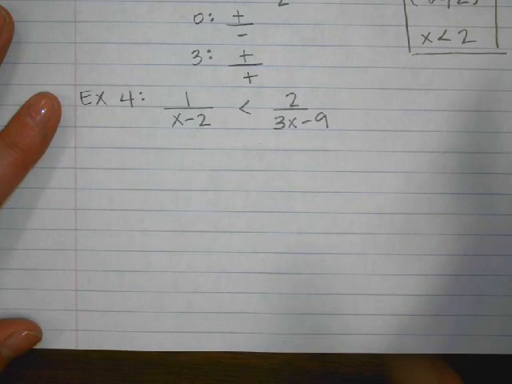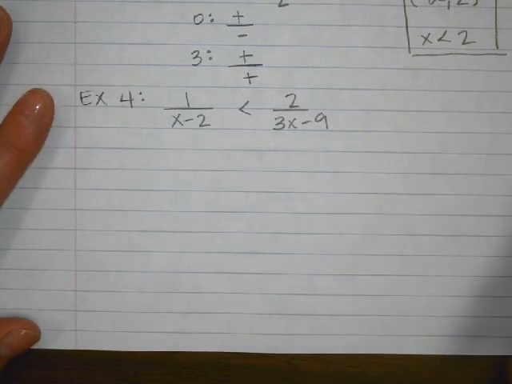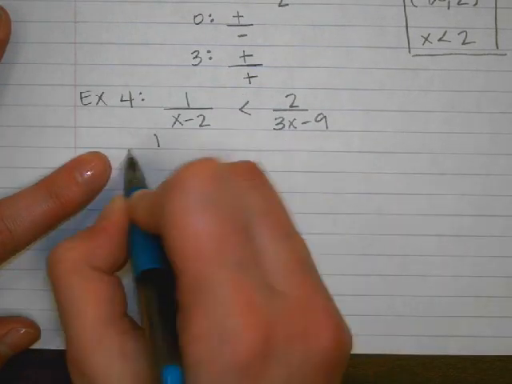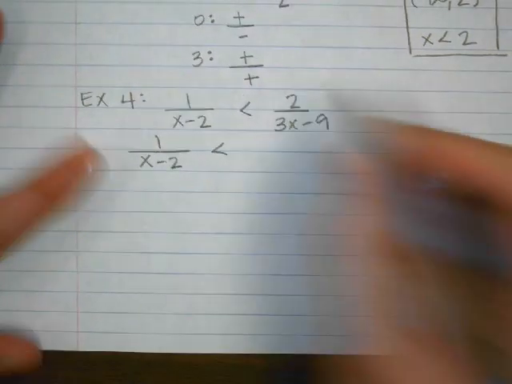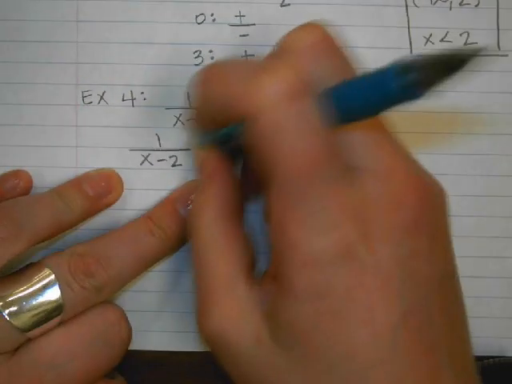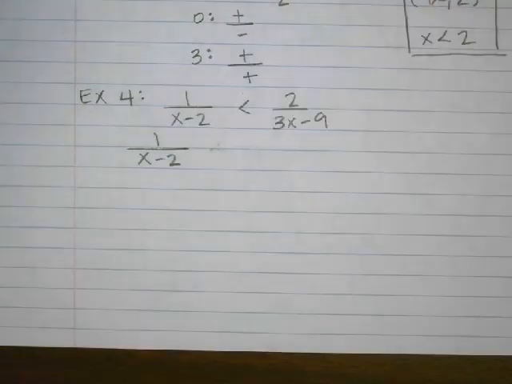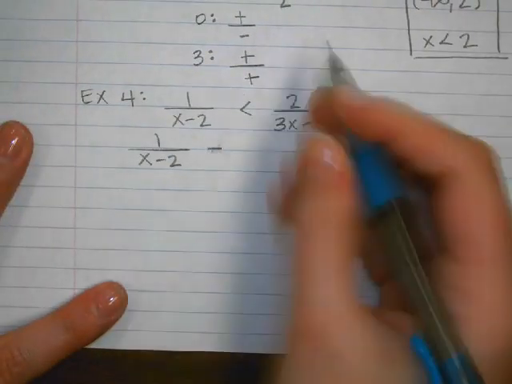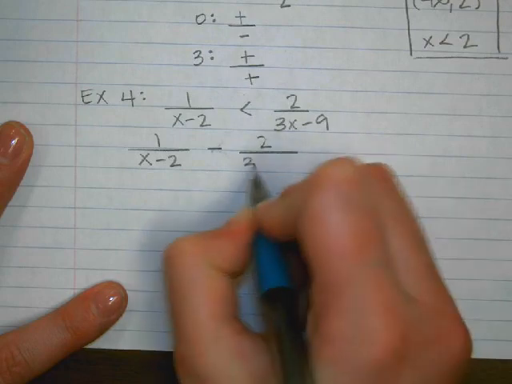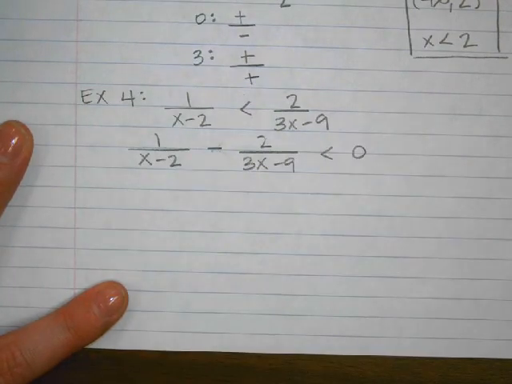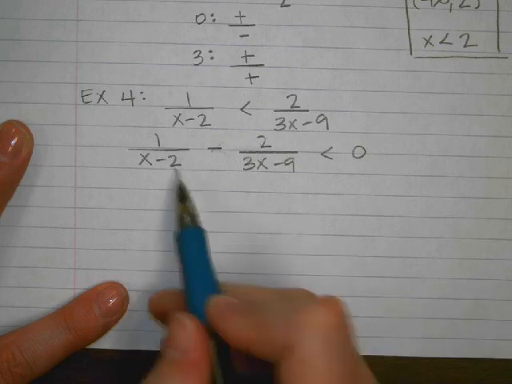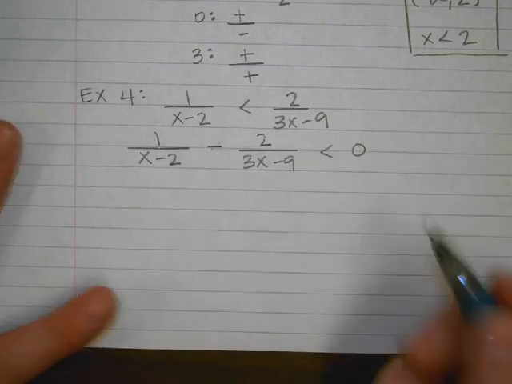So again, just like before, we need one of the sides to be 0. So I'm going to write 1 over x minus 2, I'm not going to write the problem again, that's silly, minus 2 over 3x minus 9 is less than 0. And so I need to go ahead and get a common denominator for this problem, and the common denominator is going to have each of these things in it.